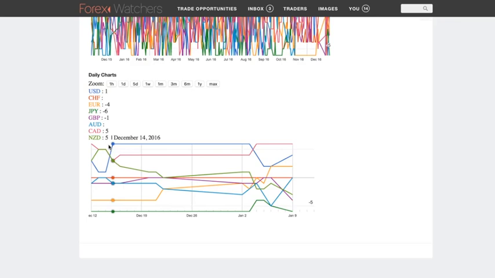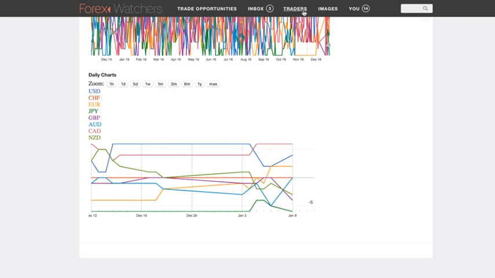CAD at +5. New Zealand, I'm going to write this on my end too. CAD 5. New Zealand at 5. Pound at -1. So pound is neutral. Aussie is neutral. There's nothing there. Japanese yen at -6. Euro at -4. Okay, and then everything else is neutral. So these are the most important ones: CAD, New Zealand, yen, and euro.